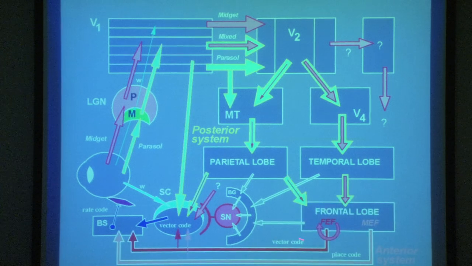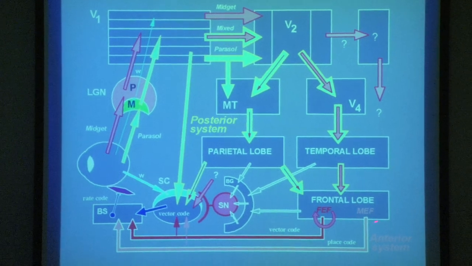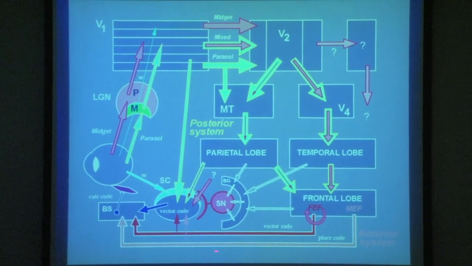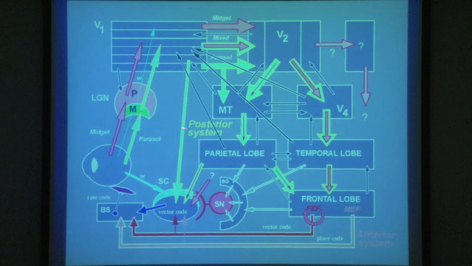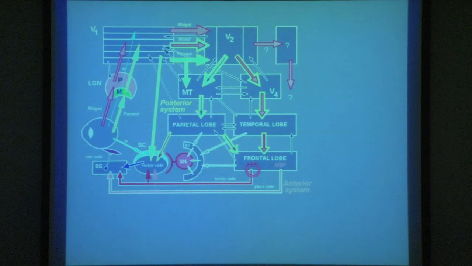Now, then we finally come to the frontal lobe, the frontal eye fields and the medial eye fields, and they in turn have direct access to the brainstem and also connect with the superior colliculus. Now, this is still not the whole story, because what you have in addition is a bunch of interconnections among numerous cortical areas. They talk back and forth to each other, that enables you to make these decisions as to where to look next.